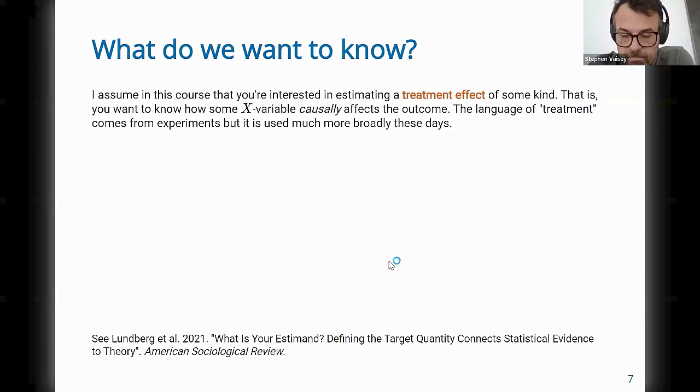We'll talk about a couple in this class, but there are many different kinds of treatment effects that we can be interested in estimating. One paper that's very accessible and useful in this domain is this Lundberg et al. paper, "What Is Your Estimand? Defining the Target Quantity Connects Statistical Evidence to Theory," from the American Sociological Review. It came out a few years ago. This is a really good paper for helping you think about what you actually want to know in your research. If you want to take your reflection on what you're working on to a different level, this kind of exercise that comes out of an engagement with this paper is a really useful exercise that I use with my PhD students quite a bit.